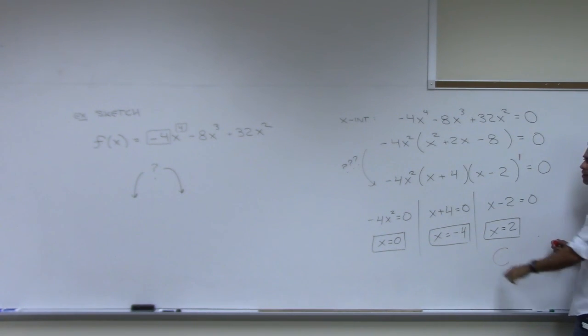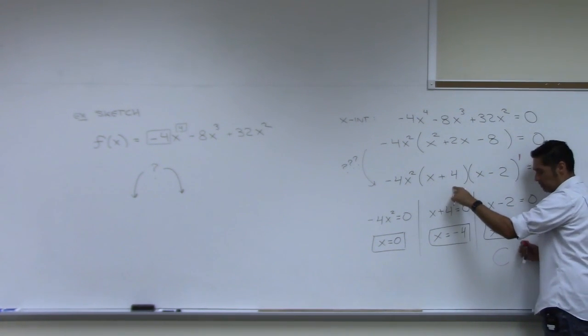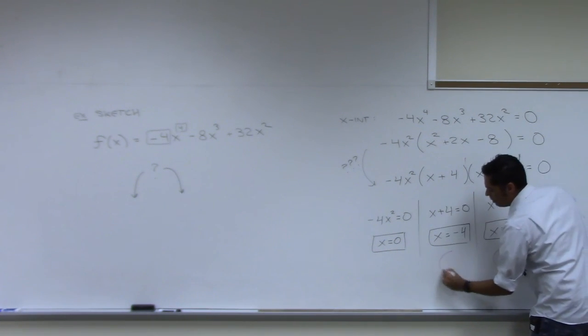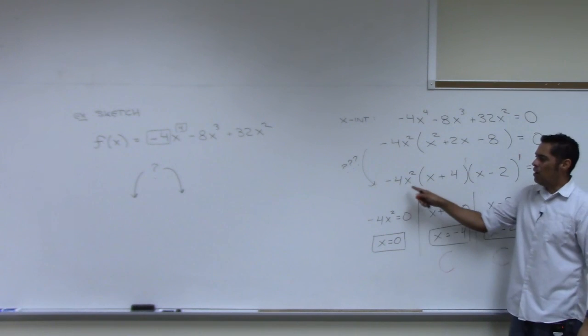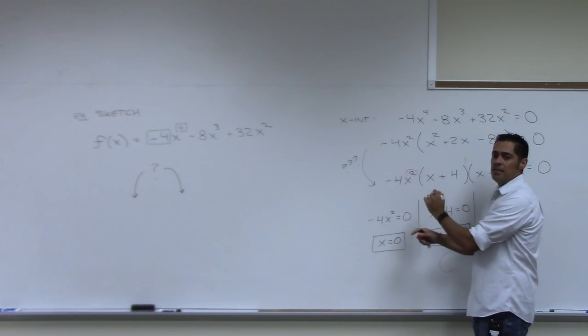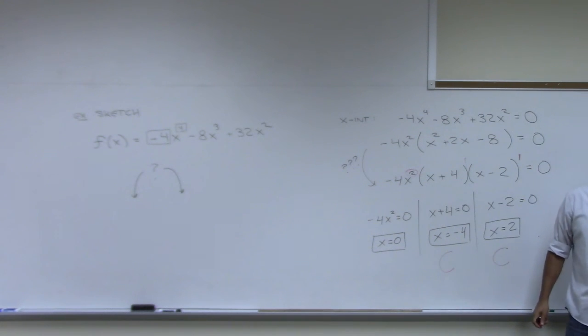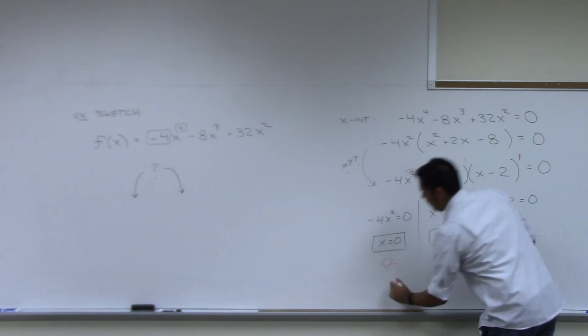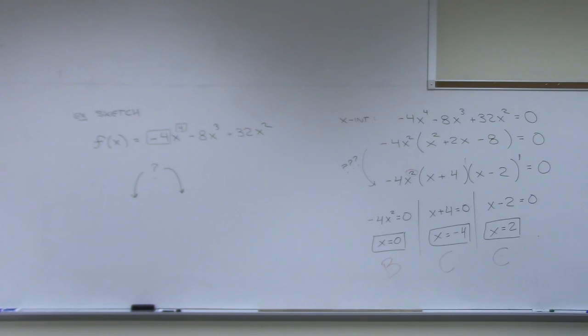Okay? What's the power on this factor? 1. That's odd. I'm going to cross through here. Now, what's the power on this factor? 2. And that is an even number, and that means I'm going to bounce off 0. You all understand how I'm doing that?